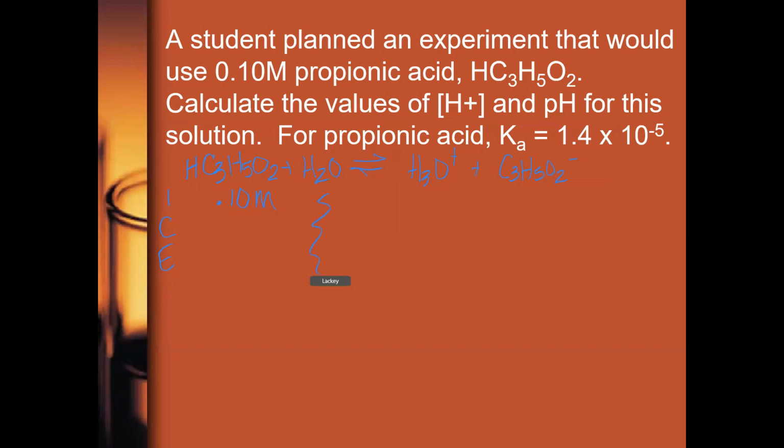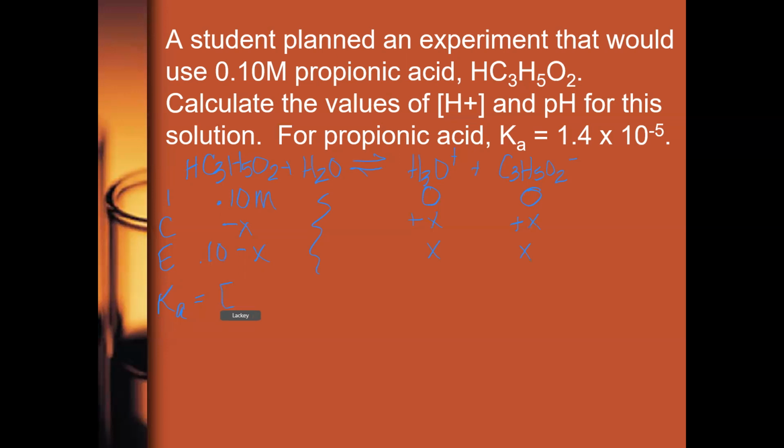Remember, we ignore water. And we don't start off with any of our original ions. We know that since we have none of the ions at the beginning, we have to increase by a factor of X on our product side, and we need to decrease by a factor of X on our reactant side. So using that, we can plug into Ka to figure out the value of X.